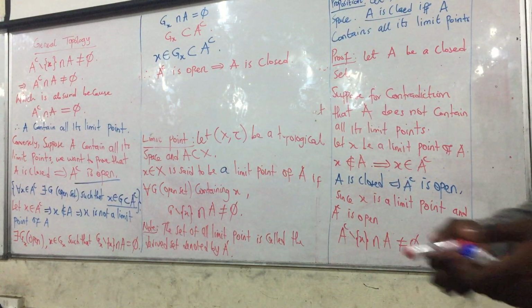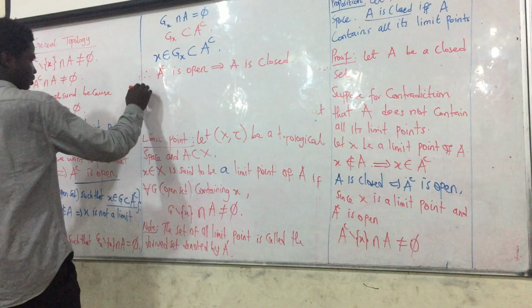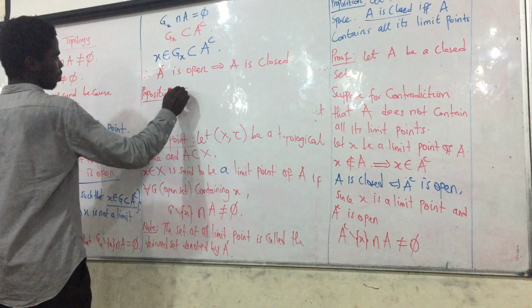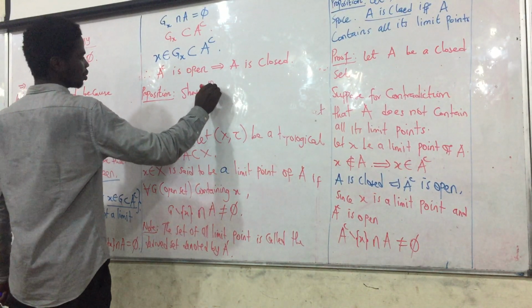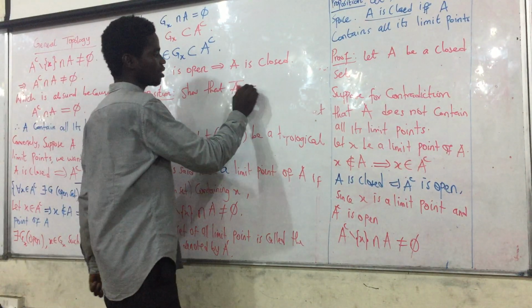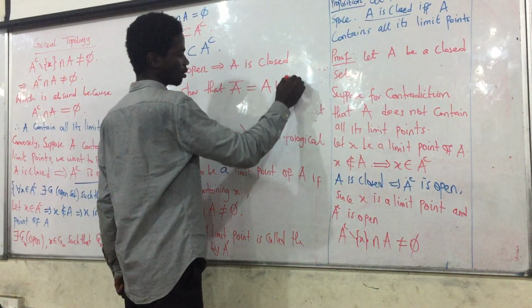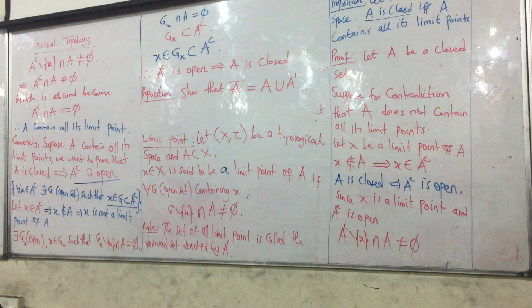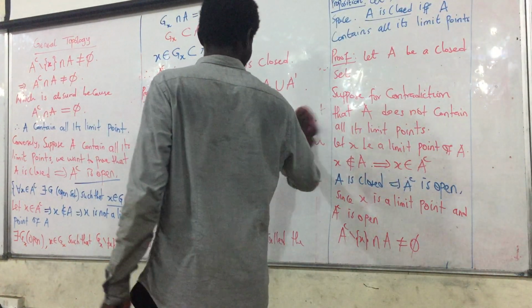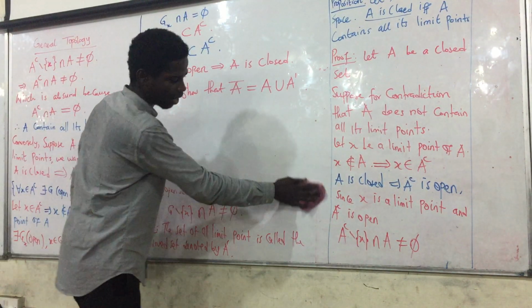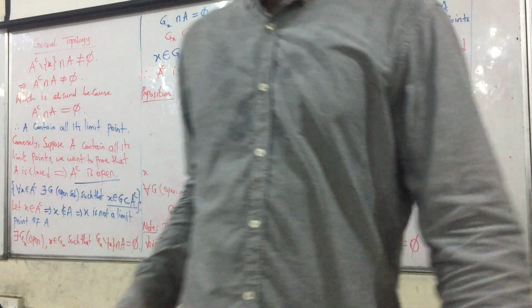The next thing we want to do is show that the closure of A is equal to A union the derived set, the set of limit points. Oh yeah, write fast, please.